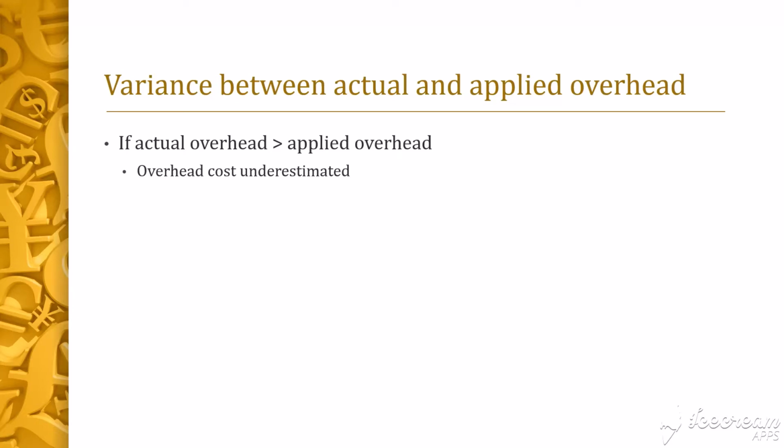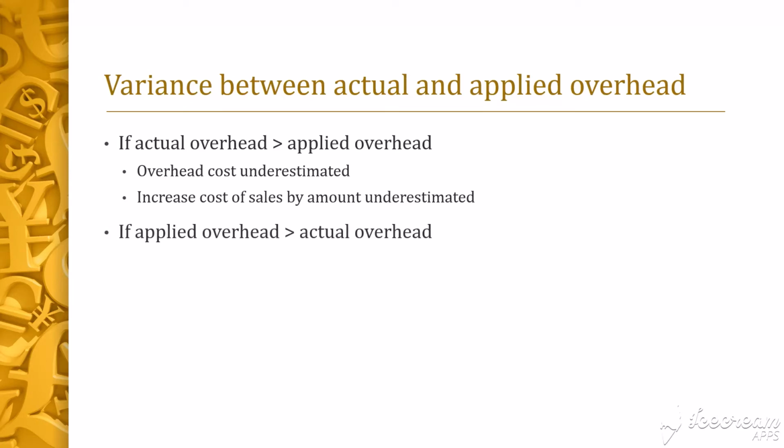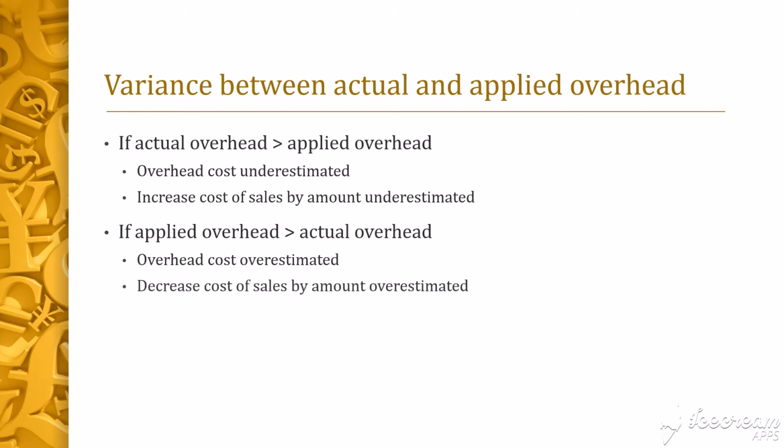Generally, to settle the variance, meaning the difference between the applied and actual overhead, we will make adjustments to the cost of sales figure. In the case of under-applied overhead, we will need to increase the cost of sales by the amount under-applied. If the applied factory overhead is more than the actual overhead, it means the company overestimated the overhead cost. The variance will be settled by decreasing the cost of sales figure.